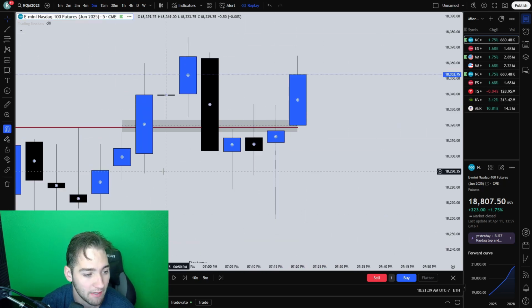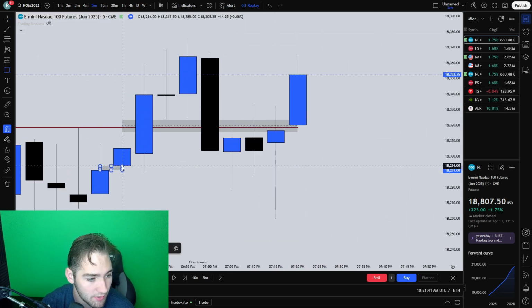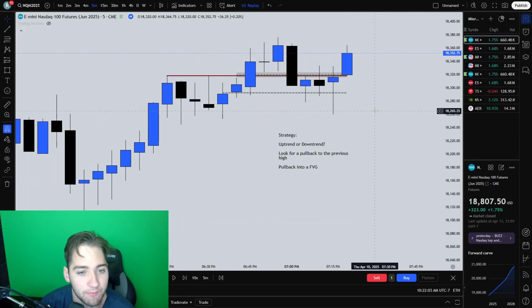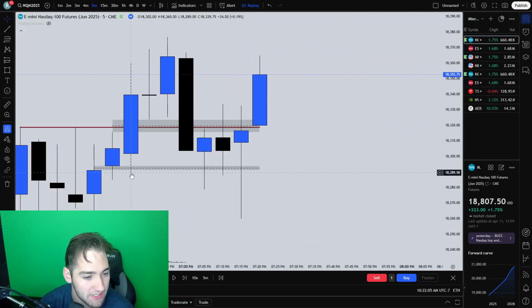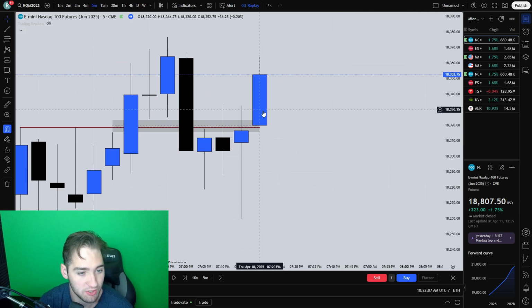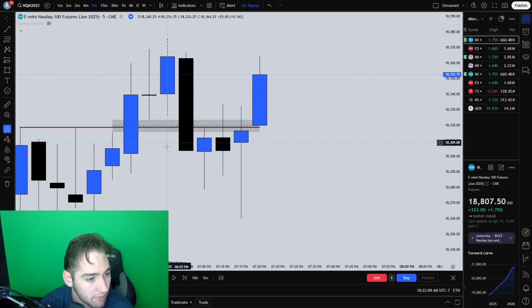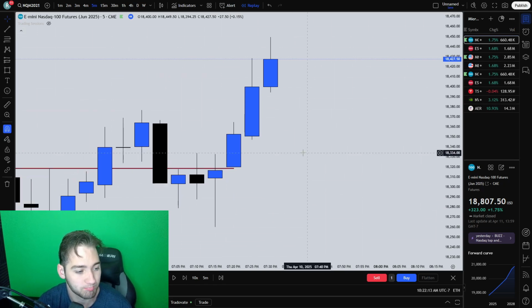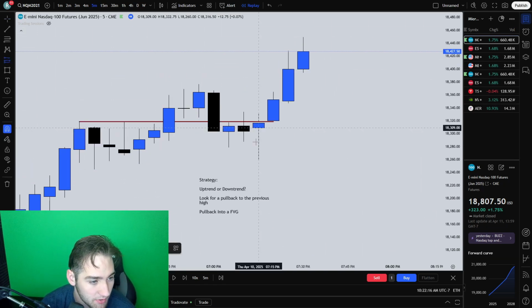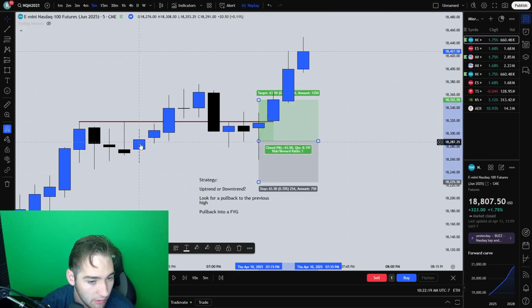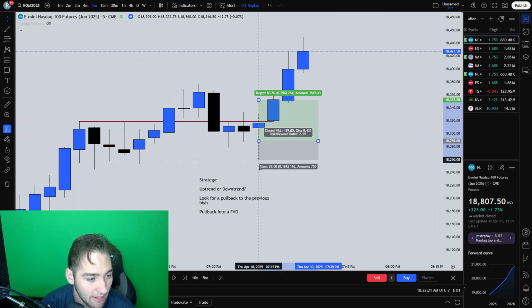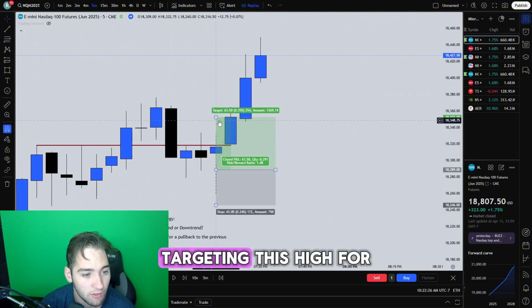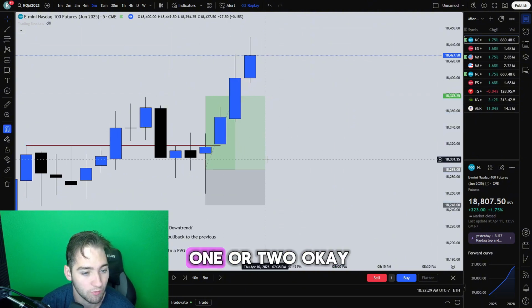We do have that fair value gap, but we also have this little gap here as well. Anyway, what are we looking at here? Well, we had this gap, got filled in, and now we're respecting this reclaimed fair value gap. Okay, price leads higher. That's an entry, right where this gap was. You can even have the stop at this low here, targeting this high for 1 or 2.